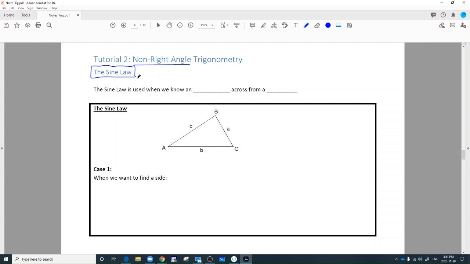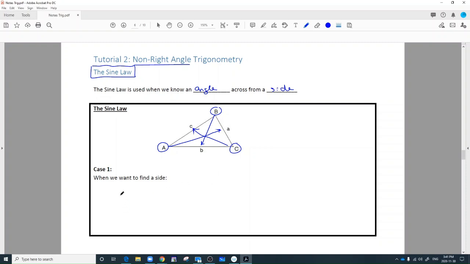So the sine law is used only when you have a known angle across from a known side. So to use the sine law, you have to have one known ratio. You either have to know angle A and the side across from it, or angle B and the side across from it, or angle C and the side across from it. You only have to have one known ratio.